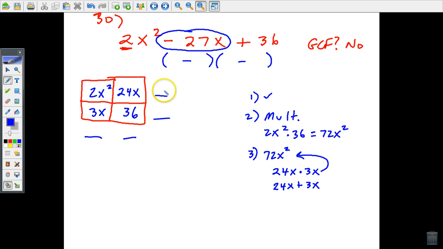So the GCF of this top row is 2x. The bottom row would be 3. All right, the GCF of this first column is x, and then for this second column, that would be 12. So my factored answer, and again, the order really doesn't matter, you can change places with these binomials, is x minus 12, 2x minus 3. Do a quick little FOIL check. If you use FOIL, does it come back to the original problem? And it looks like it does.